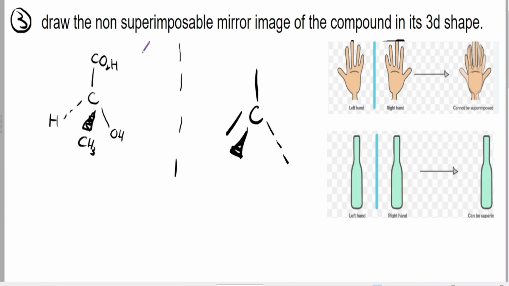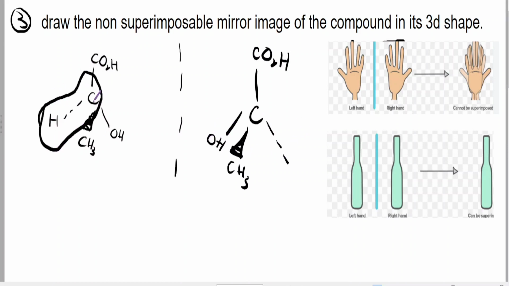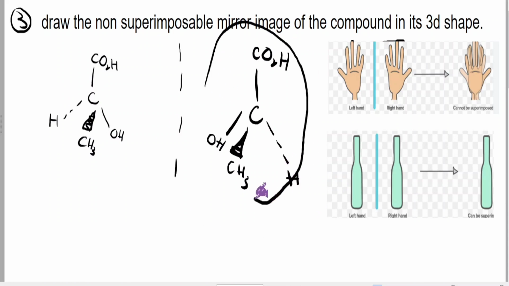Now, CO2H was originally at the top, so it won't change. My CH3 was this right here. The OH, which was at the right, would come at the left. So OH right here. This bond should be towards the O, by the way. And then finally, the one which was at my left would come at my right. So hydrogen like this. So this is the mirrored image.